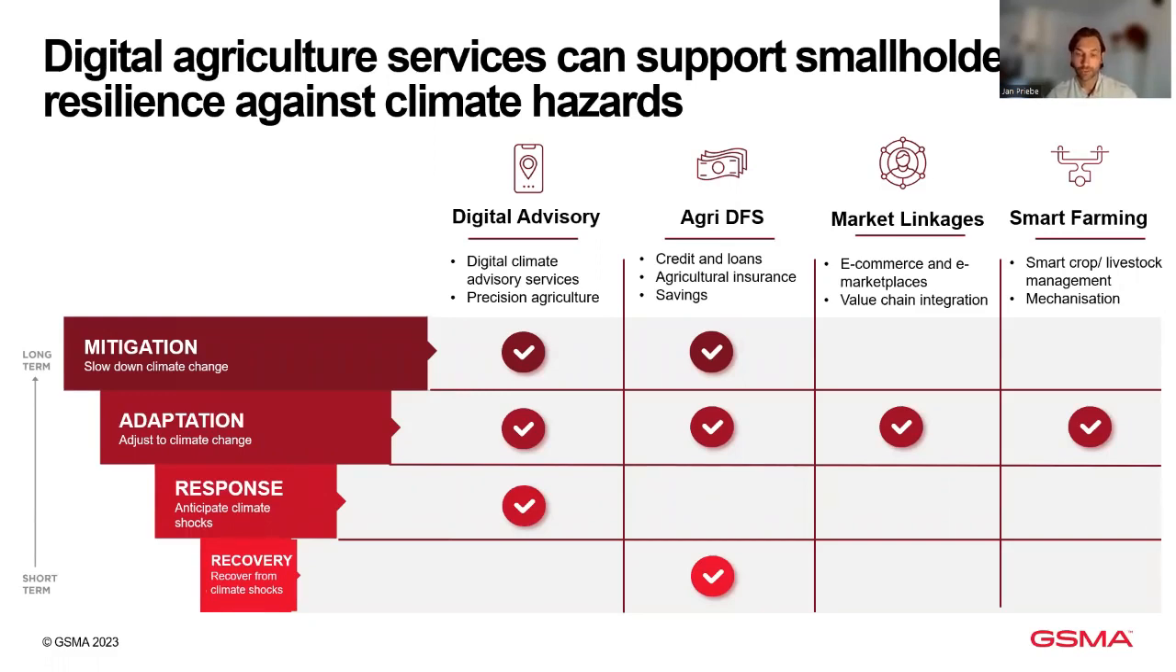They can enable the adoption of climate smart practices through the provision of contextualized advisory, and also by providing the credit and loans that are required to sometimes adopt these practices, thereby driving mitigation and adaptation. Digital advisory can also enable responses to climate hazards through services such as early warnings, and financial services can aid in the recovery from climate shocks through services such as weather index insurance.